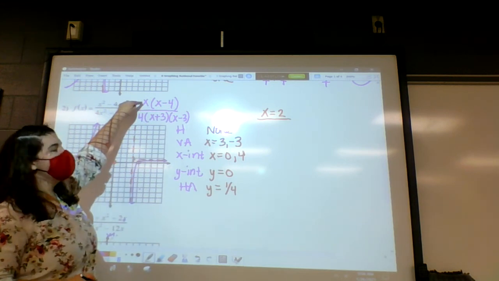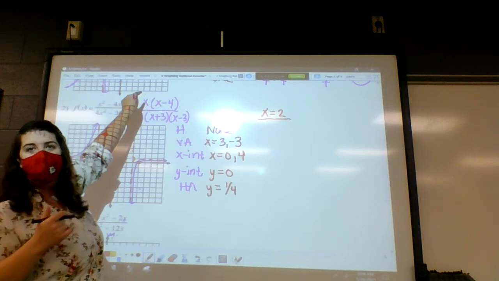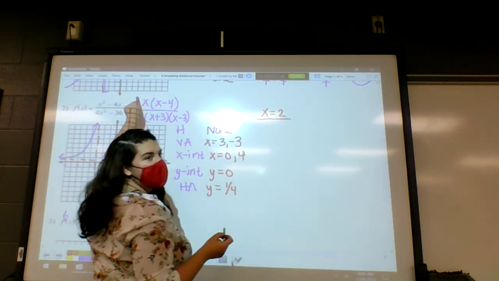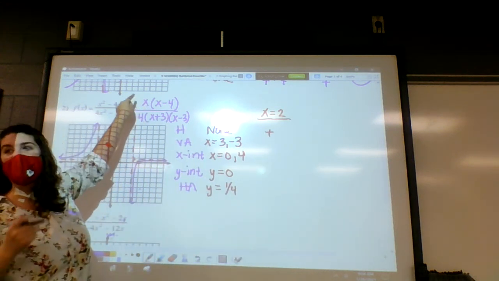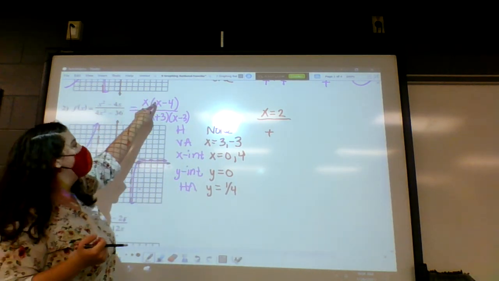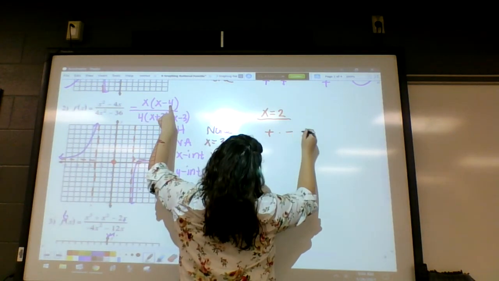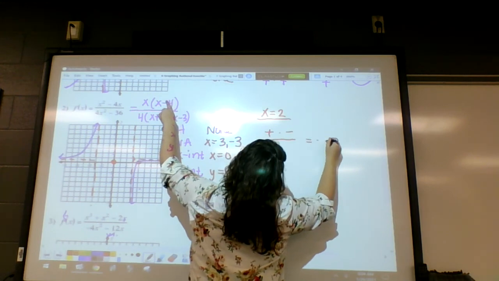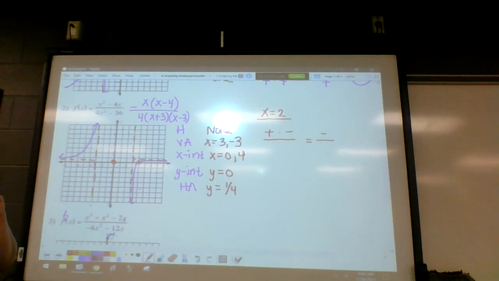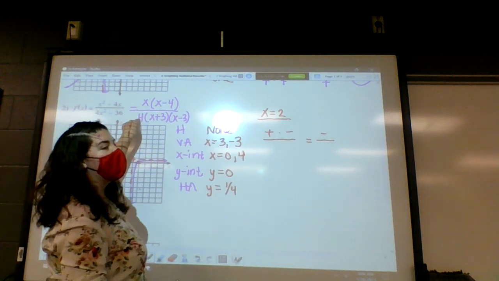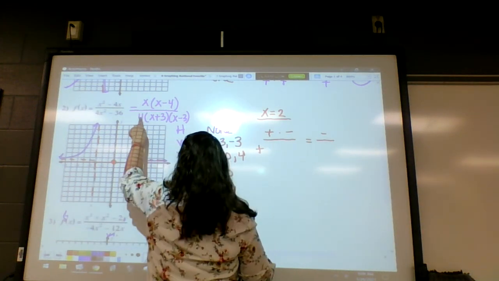All right, when you put in 2 into just an x, it's going to be 2, right? Positive or negative? Just into the x. It will be a positive, right? Plugging it into x minus 4, this would be 2 minus 4, and 2 minus 4 is? Negative. So the top is negative. On the bottom, you have a 4 in the front. That 4 will always be a positive, right? So I'm going to put positive for that 4.